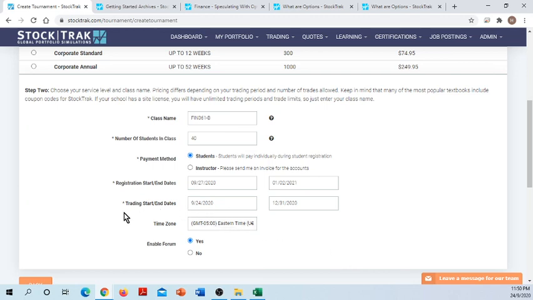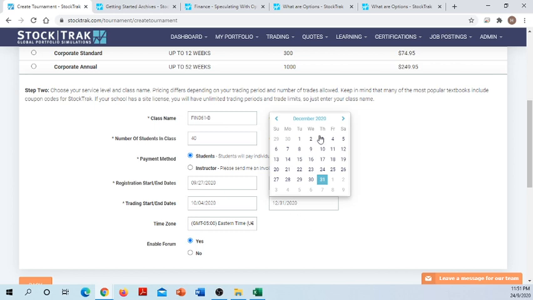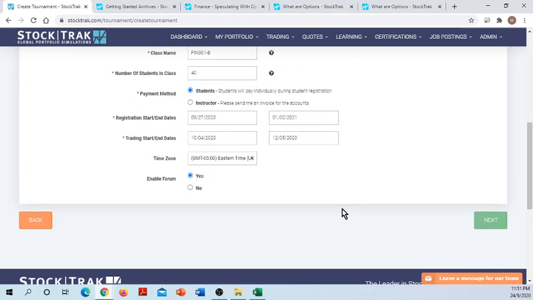Now, here you set up when the trading starts and when it ends. In my case, I wanted to start on the 4th of October and end on December 5th. If you want to enable the forum, then you can control that here.